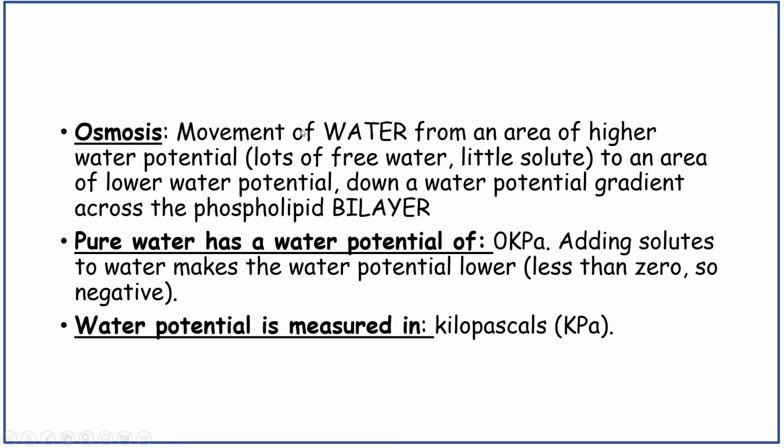Osmosis is the movement of water from an area of high water potential to an area of low water potential down a water potential gradient across the phospholipid bilayer. Pure water has a water potential of 0 kilopascals, and adding solutes to water makes the water potential lower or more negative. Water potential is measured in kilopascals.